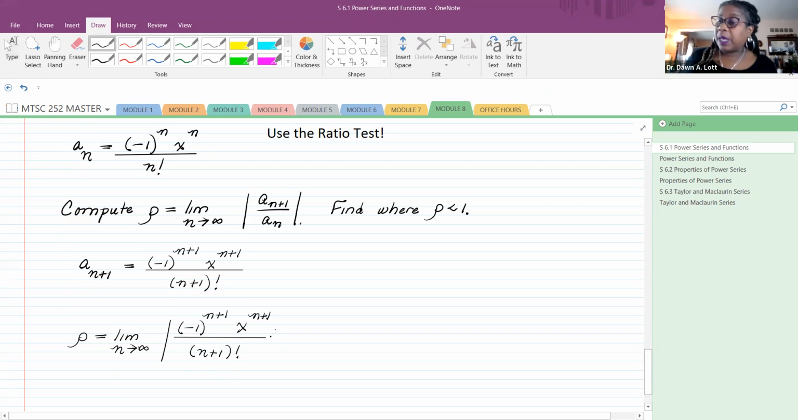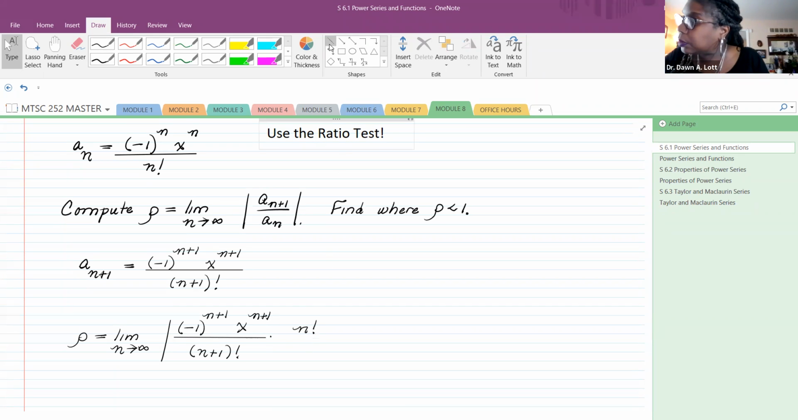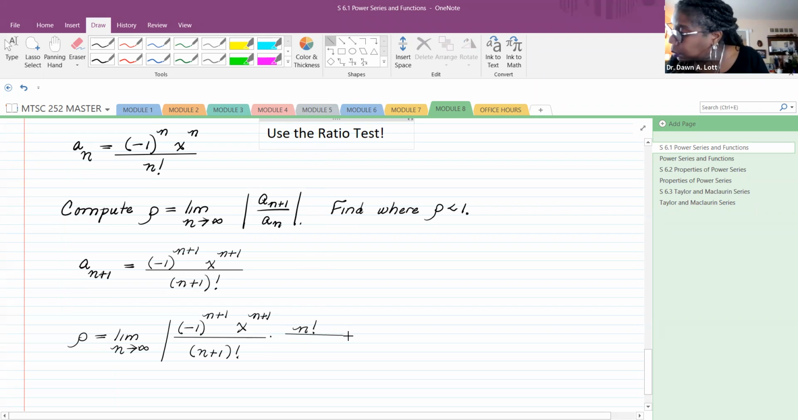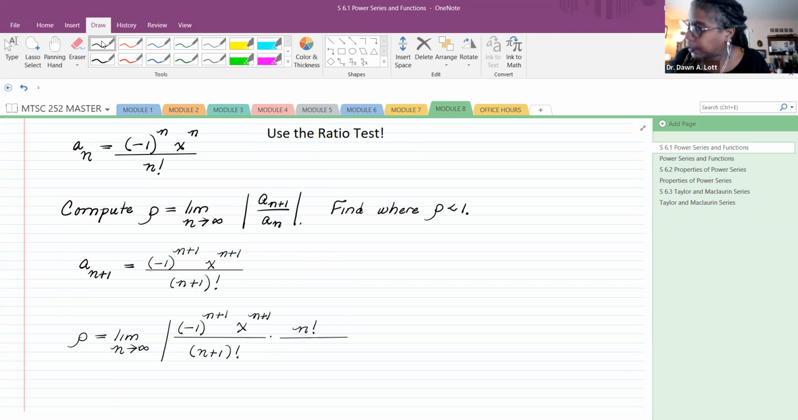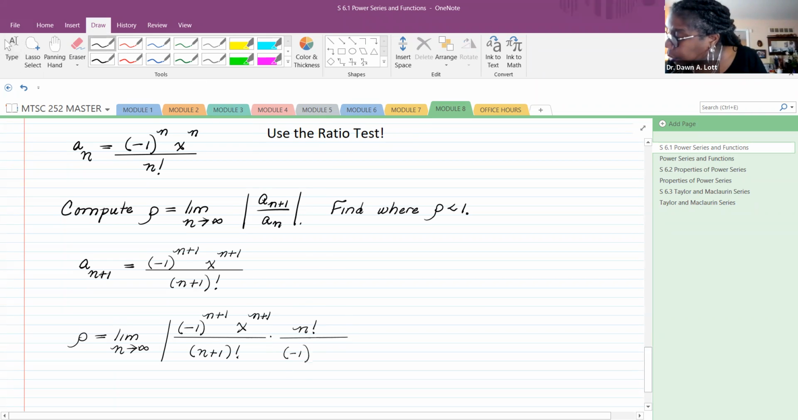And when I divide by an, that means I'm going to multiply by its reciprocal. So I'm going to get n factorial in the numerator, and in the denominator, I'm going to get -1 to the n times x to the n. Okay, any questions about that?